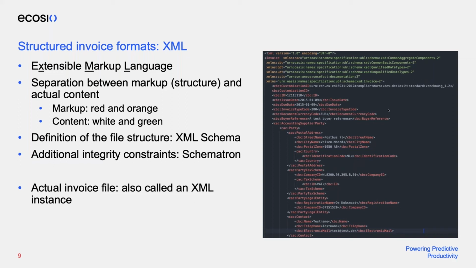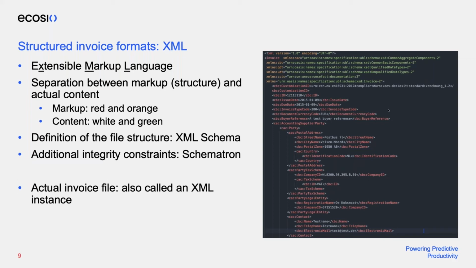We do have a separation there between markup, providing the structure of the file, and the actual content. If you are to look at the figure on the right-hand side, you'll see that the markup is provided in red and orange, and the actual content is provided in white and green. Obviously, this is just here in the representation, as an XML file is typically just a text file and does not know any colors.